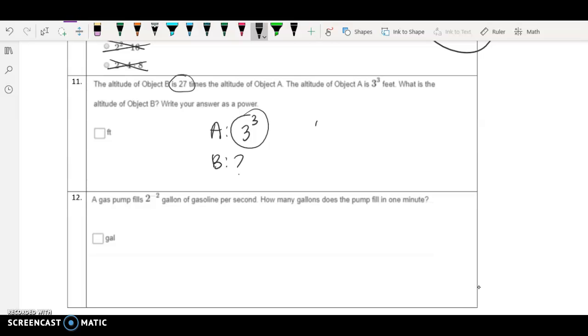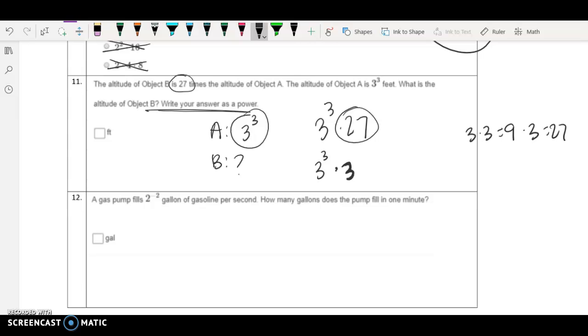But we can't just do 3 to the 3rd times 27 because we want our answer as a power. So let's turn this into a base of 3. So we already have 3 to the 3rd power times, so we need this to be a base of 3. So we can keep our base of 3. So then 3 times 3 is 9, and then times 3 is 27. So that's 1, 2, 3. So that would be 3 to the 3rd power.